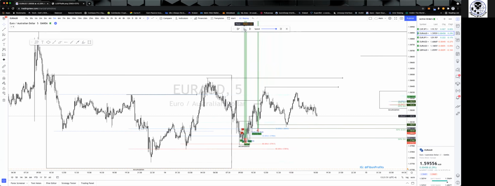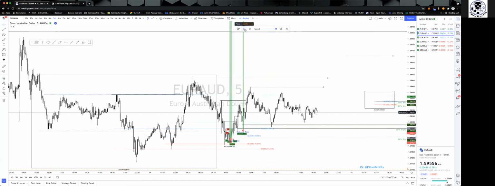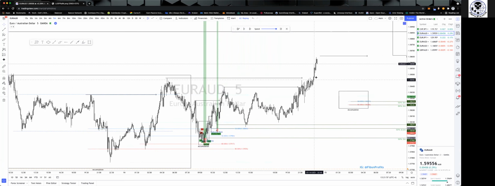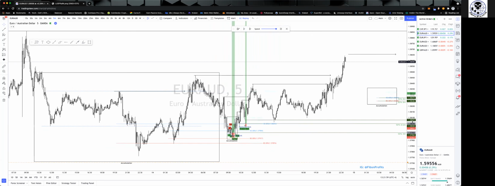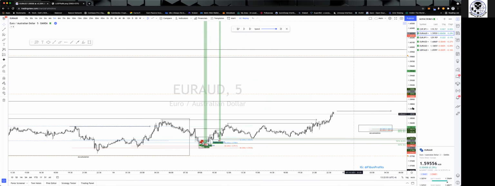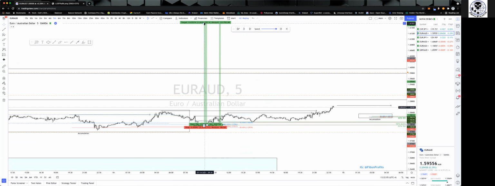So we can see that we finally get that high taken right during, boom, right there. So right during Asian session. So now out of these two orders here, right, out of these two orders that were full volume, I closed out.